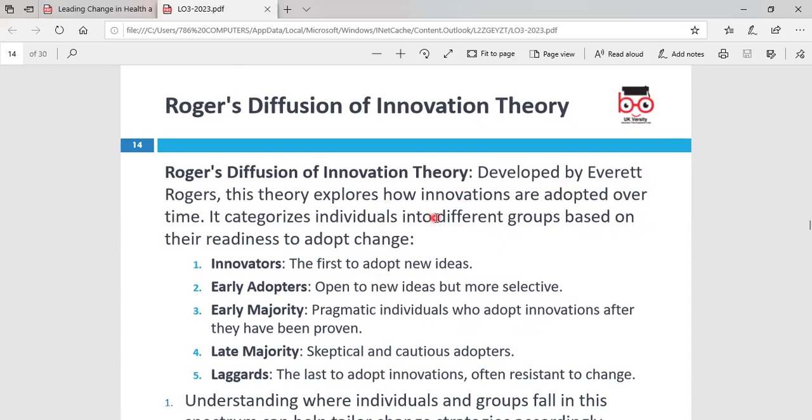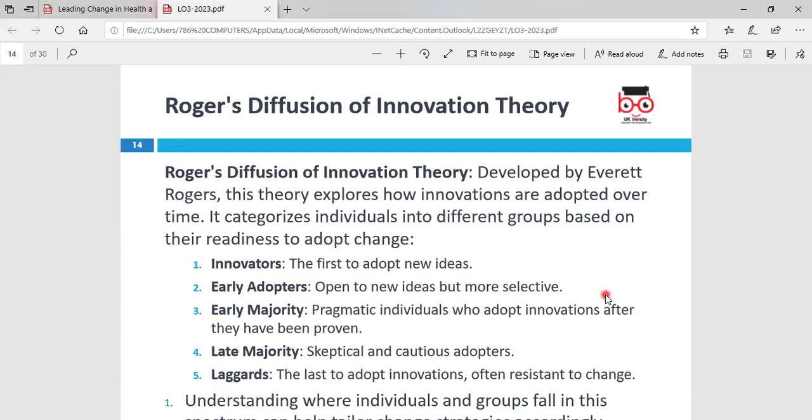This theory explores how innovations are adopted over time, and it categorizes individuals into different groups based on their readiness to adopt changes. So obviously, there are different groups that work in different ways, and this is to see whether they are ready to adopt, because not all stakeholders are going to be ready for change. So there are innovators, the first to adopt new ideas, and early adopters. Yes, they're more selective, obviously, the newer the idea is, the more selectivity you will have.